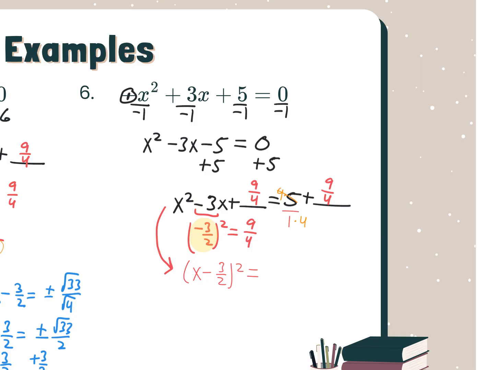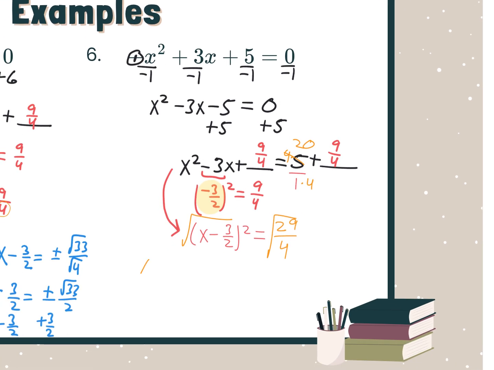All right, and then 4 times 5 is 20. 20 plus 9 is going to get you 29. So I get 29 over 4. And then now I can square root both sides. And so I get x minus 3 over 2 equals plus or minus the square root of 29 over the square root of 4. But the square root of 4 is 2, right? So I can square root the top, square root the bottom. So this is going to get me square root of 29 over 2.